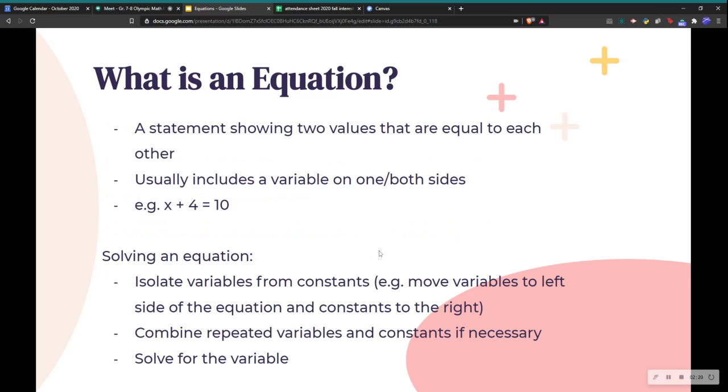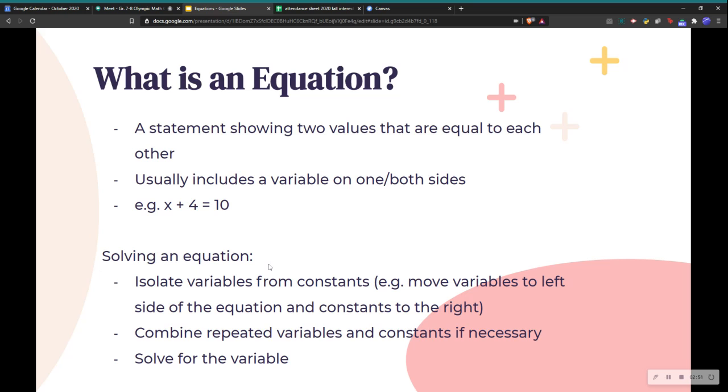Let's go on to the definition of an equation. So what is an equation? An equation is just a statement that shows two values that are equal to each other. And we usually include a variable on one or both sides, the left-hand side and the right-hand side of the equation. The left-hand side is the left side of the equal sign, and the right-hand side is the right side of the equal sign. For example, we have x plus 4 is equal to 10.